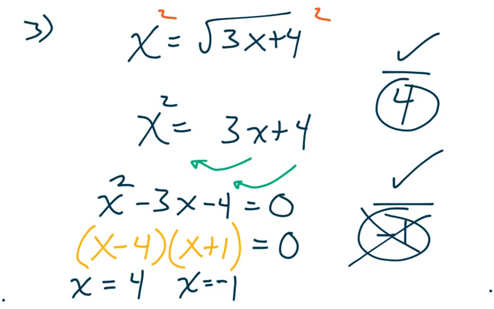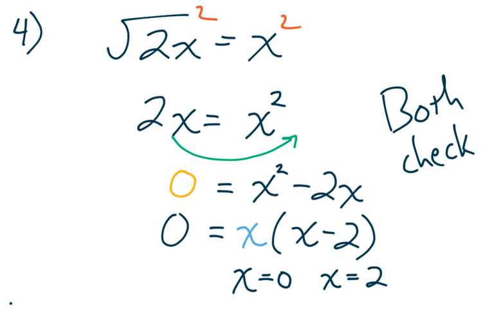Okay, problem like number 3, you can square both sides. The radical is already isolated, and you get an x squared. Now, when you have x squared, you want to set it equal to 0. That's why we have those green arrows subtracting 3x and minus 4 to the other side. Once it's equal to 0, you can factor it. You factor it, you get 4 and negative 1, but negative 1 does not check.